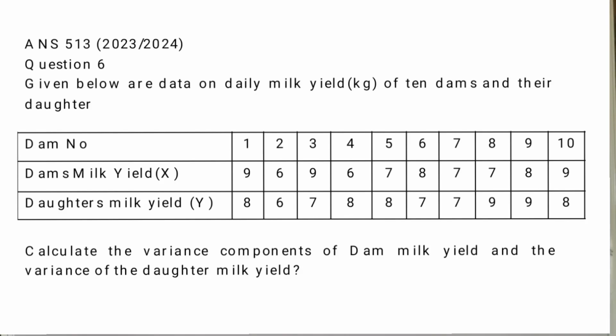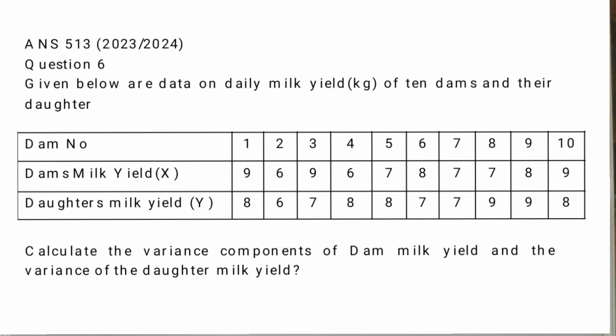In this class, we're going to learn how to calculate the various components. We're going to look at the question on the screen. Given below are the data of the daily milk yield of 10 dams and their daughters. We are given the dam number, the dam milk yield, which is represented with X, and the daughter milk yield, which is represented with Y. We are asked to calculate the variance component of the dam milk yield and the variance component of the total milk yield. Okay, how do we do that?